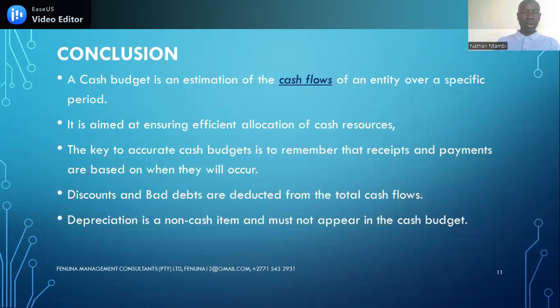In conclusion, a cash budget is an estimate of the cash flows of an entity over a specified period. It is aimed at ensuring efficient allocation of cash resources. The key to accurate cash budgets is to remember that receipts and payments are based on when they will occur. Discounts and bad debts are deducted from the total cash flows. Depreciation is a non-cash item and must not appear in the cash budget. Please remember this. This marks the end of our session for today.